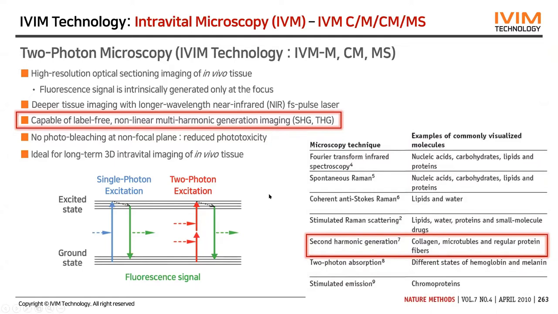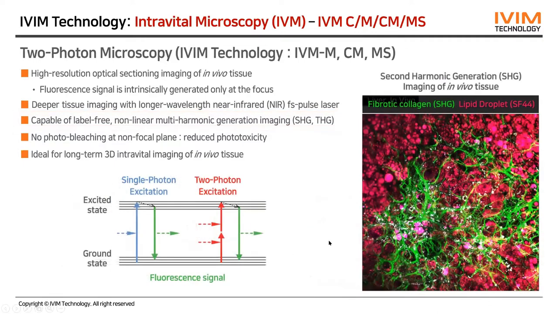The good thing about harmonic generation imaging, for example second harmonic generation imaging, is that it can detect collagen or other protein fibers or microtubules or other molecular structures without labeling. So let me show you one example.